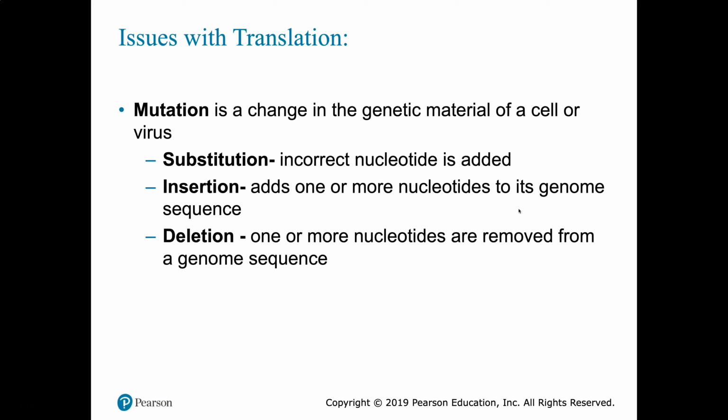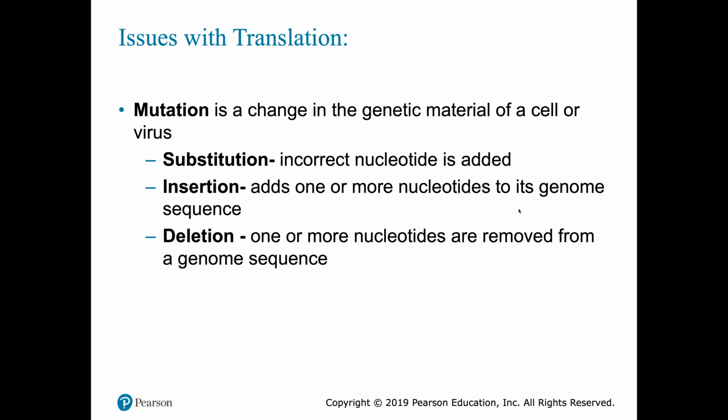If you have a substitution mutation, and the change leads to the same amino acid being coded for, it's considered silent. Because remember, there's a lot of redundancy, right? Serine can be coded for 6 ways. Leucine can be coded for 6 different ways. So in a substitution mutation, if the nucleotide is changed and it still codes for the same amino acid, it's considered silent.